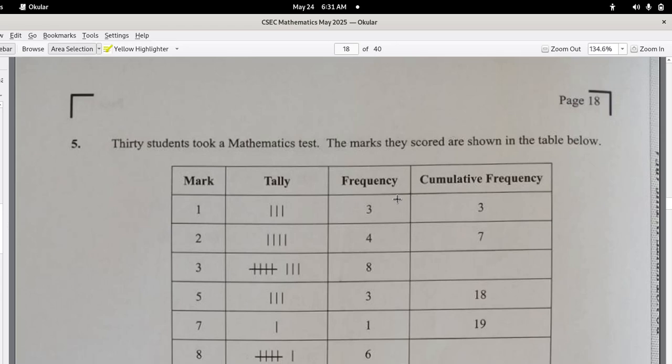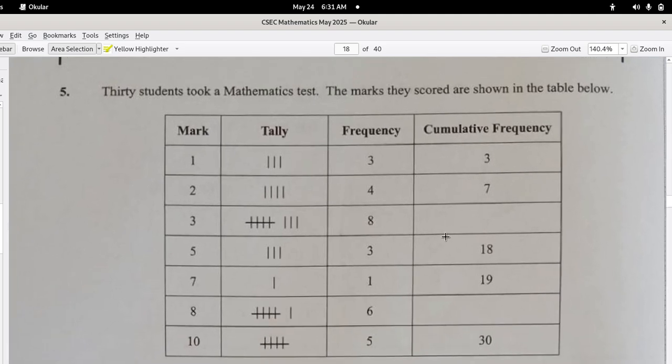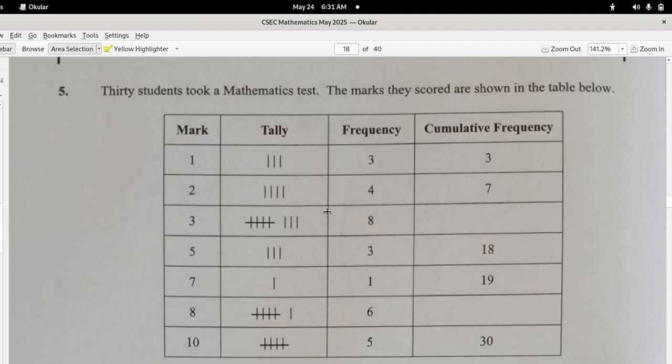CSEC Mathematics, May 2025. We're at question 5. Now it says 30 students took a mathematics test. The marks they scored are shown in the table below.